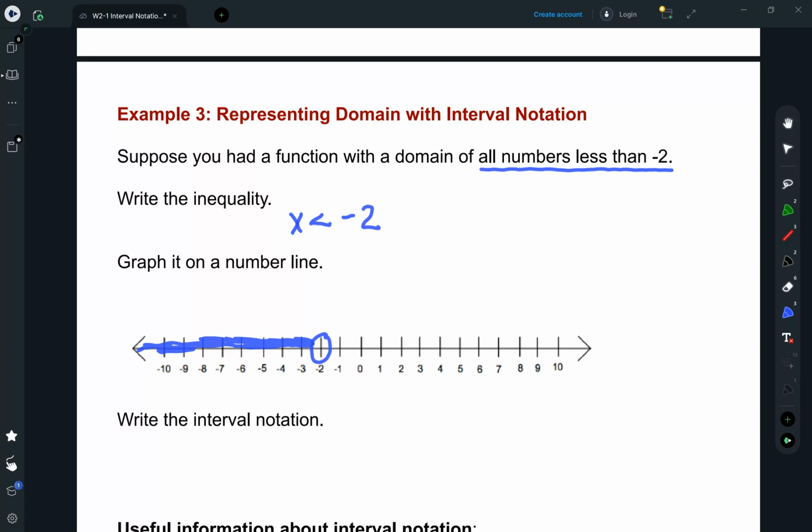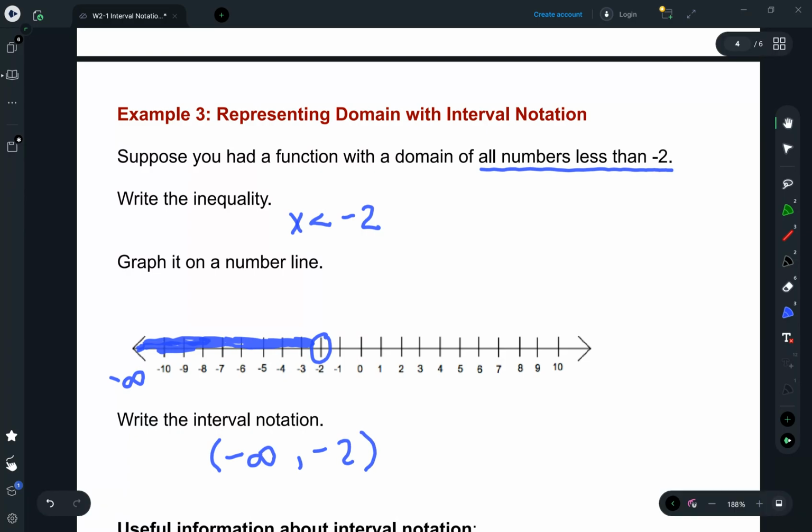Okay? And let's write it in interval notation. So I like to think about looking at my number line. Here's -infinity. I start there. That's my smallest number. And I go up to -2. So my interval is -infinity up to -2.